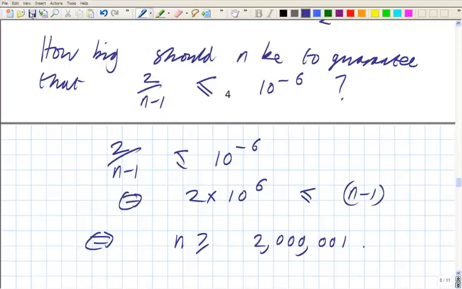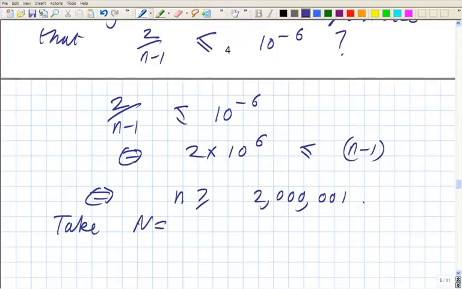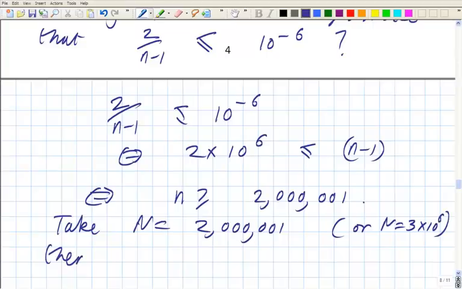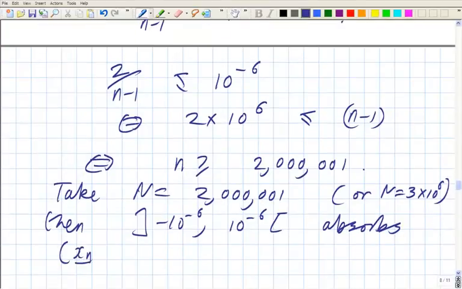Now, as I say, it's a very crude estimate. It gets into there much earlier than that, but you can be absolutely sure that if you take n equals 2,000,001, or n equals anything bigger will do, like 3 times 10 to the 6, then that open interval, minus 10 to the minus 6, 10 to the minus 6, does absorb the sequence by stage n. As I say, actually it absorbs it much earlier than that. As an extra exercise, you might want to figure out when it absorbs it by. Can you do some better estimates than that? But this will do for this question.